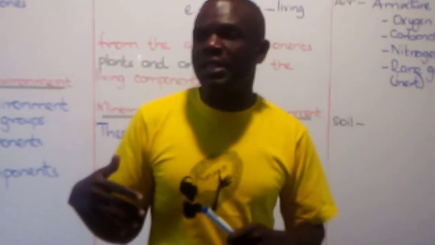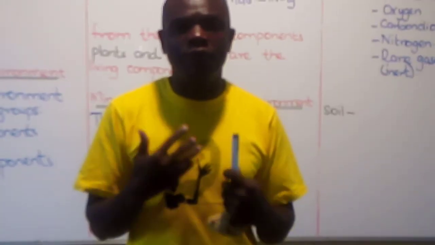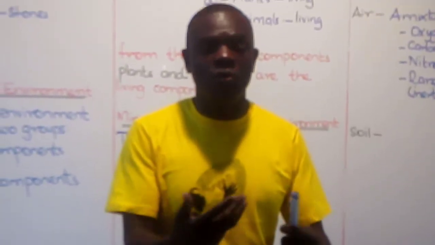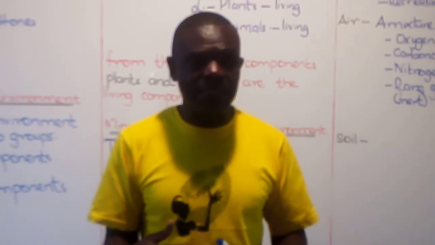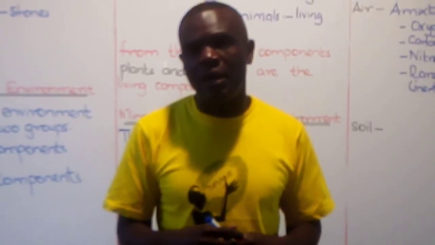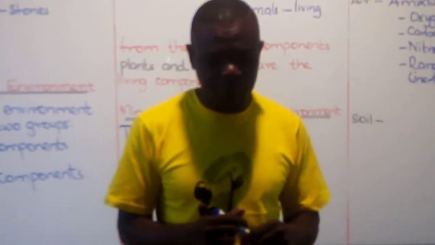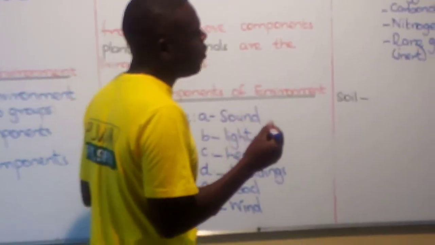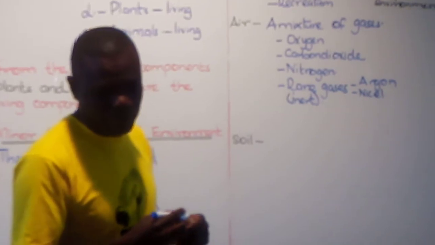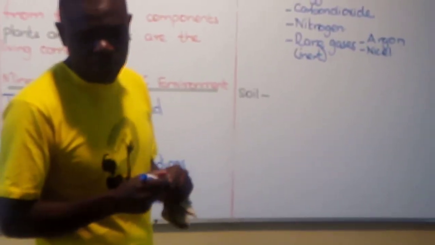During the day, the plants take in carbon dioxide for photosynthesis and take out oxygen. But in the night, oxygen is taken in by plants and carbon dioxide is released. Now let's look at components of the gases, components of air, the composition of air.